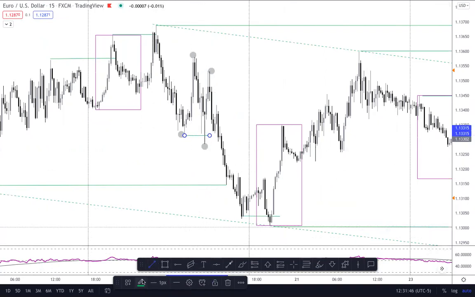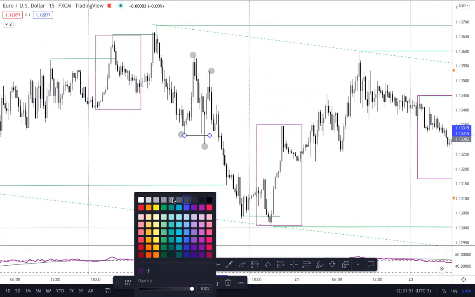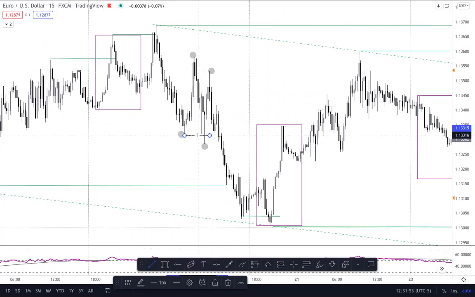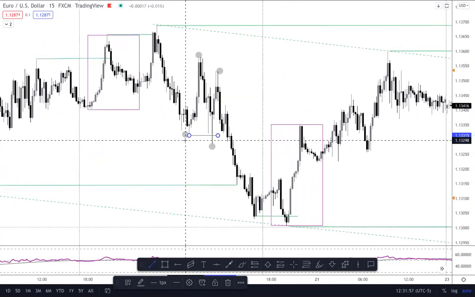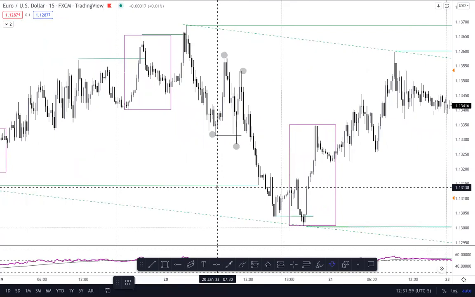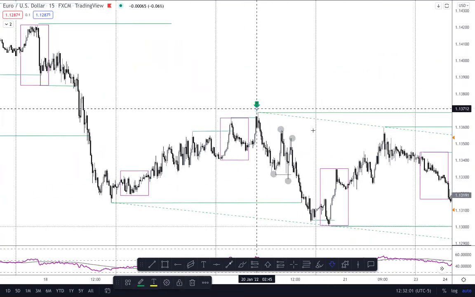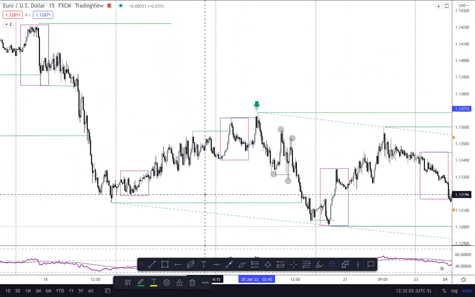Same day internal liquidity does what? We look for continuation. The way that we want to look for these continuations internally is first of all, we understand from the external liquidity, the high time frame bias, that we are short.